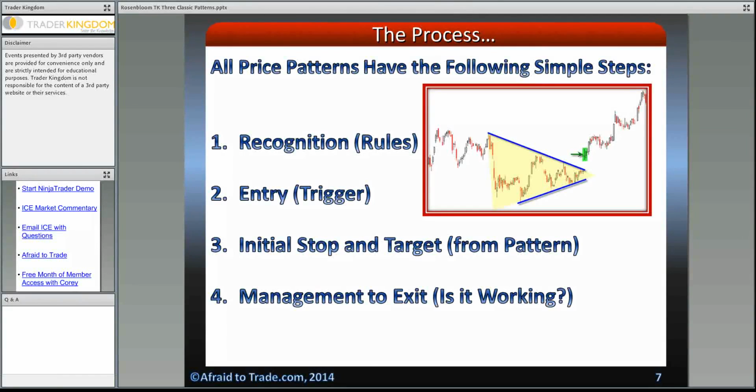Recognition. That's the fun part. Trust me, it's a lot more fun to recognize these patterns in real time. That is a skill that definitely takes practice. Entry, and that's going to be the actual trigger into the position. The initial stop and target come from the pattern. There's an inherent, built-in, crystal clear stop-loss level every time a pattern forms. There is a target to play for.